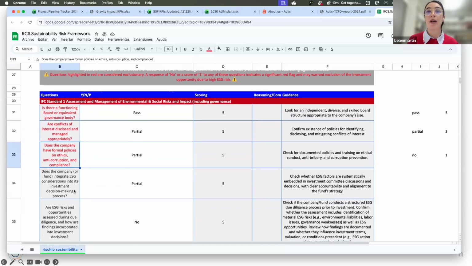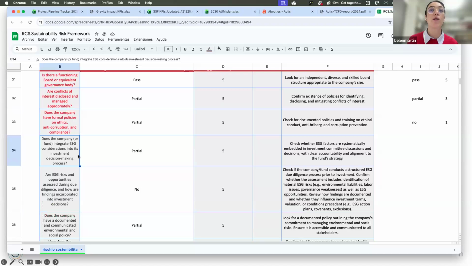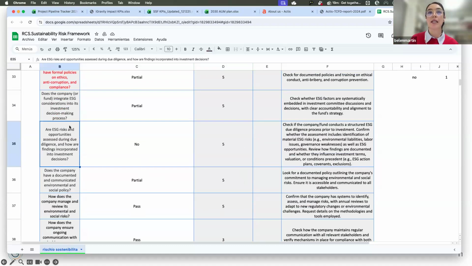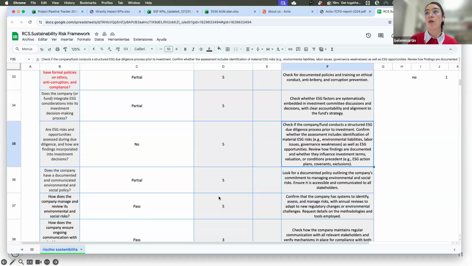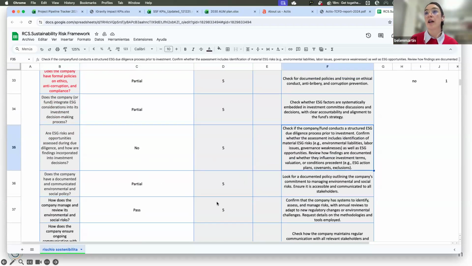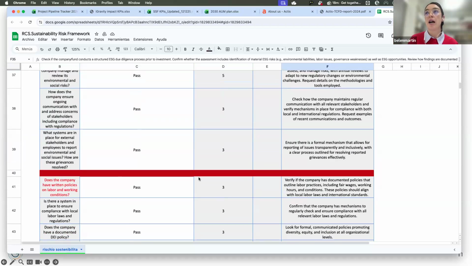Then we have other questions, such as if they incorporate ESG consideration into investment decision making. But for example, this is not exclusionary. If we find a fund that has not included any ESG processes into their decision making, it doesn't mean that it's exclusionary. If they don't assess ESG risk during the due diligence, it's also not exclusionary. Just to give you a sense.